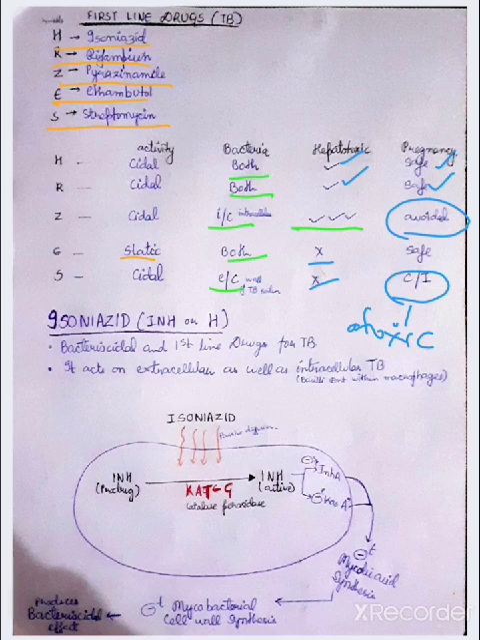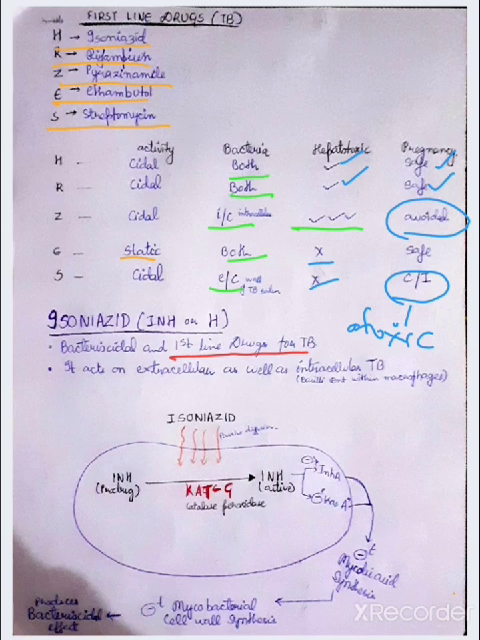Now isoniazid. Its symbol is H, or it's also called INH. It's a bactericidal first line drug for TB. It acts on extracellular as well as intracellular TB. So it is both extracellular and intracellular.